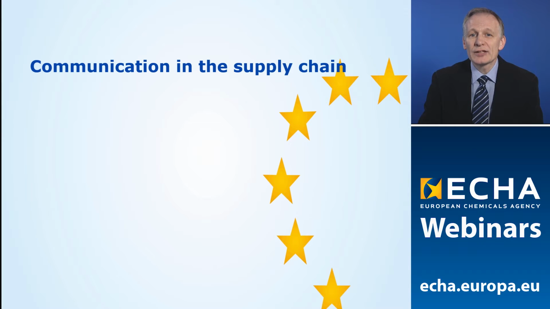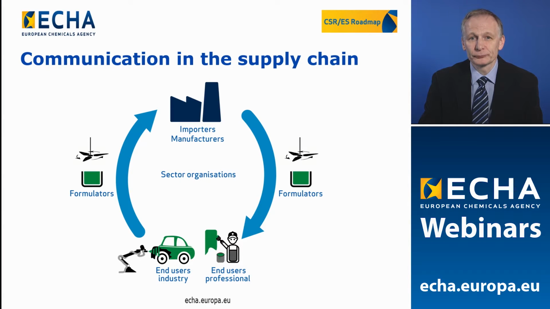So, let's look at how the chemical supply chain and how the flow of information on safe use of substances under the REACH regulation works. We can think of the information flow as a loop between two main actors, the manufacturers and importers who place substances on the market, and the downstream users.